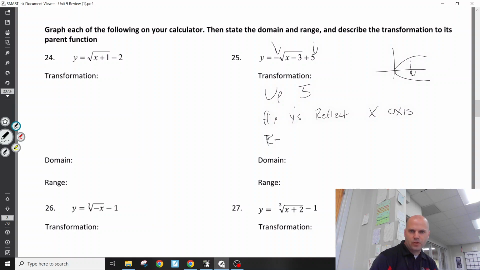I'm also going to shift to the right 3. How will that affect my domain? Since I'm shifting to the right 3, my domain will be 3 to infinity. My range, I start with 0 to infinity. I add 5 to everything, but then I flip things. So we end up with negative infinity to 5 because I'm going to go up to 5, but then I'm going to go down with my graph.